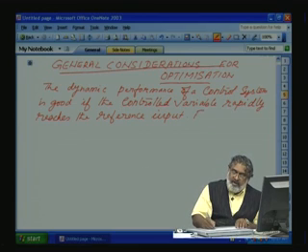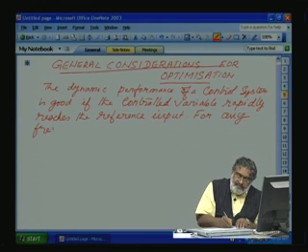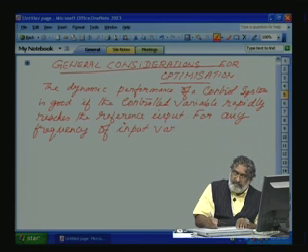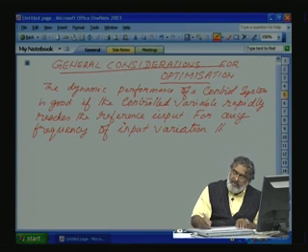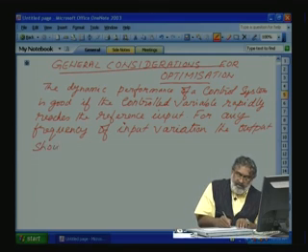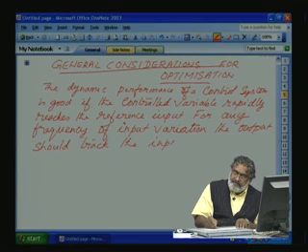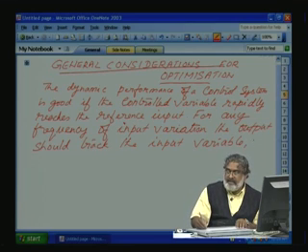This means for any frequency within the bandwidth, any frequency of input variation, the output should track the input variable, or in other terms the output should track the input variable instantaneously.